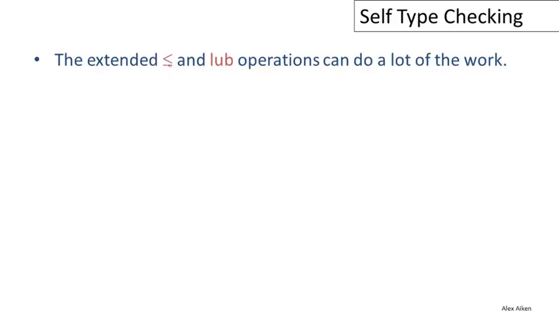To wrap up this video, here are a few comments on implementing type checking in the presence of self-type. First of all, the extended subtyping and least upper bound operations can do a lot of the work. If you extend subtyping and least upper bound in the way that we did, then a lot of the rules don't have to change, and for the most part, you don't have to do anything special for self-type.